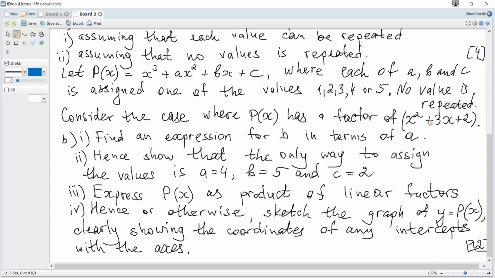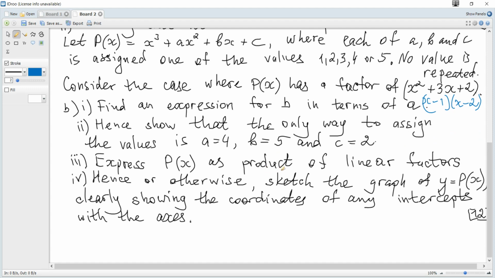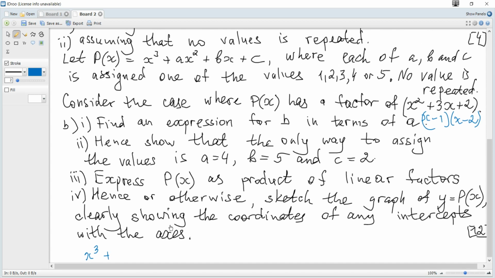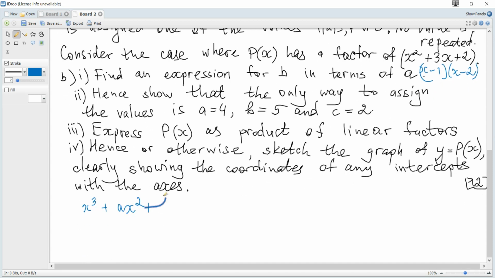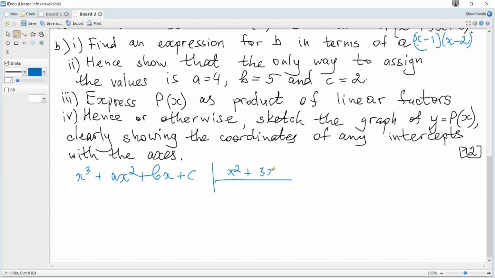Notice that a given factor has roots -1 and -2, and can be represented as x plus 1 multiplied by x plus 2. I will do a long division, but you may do a synthetic division twice. It doesn't matter, so let's do a long division. So we divide x cubed plus ax squared plus bx plus c by x squared plus 3x plus 2.